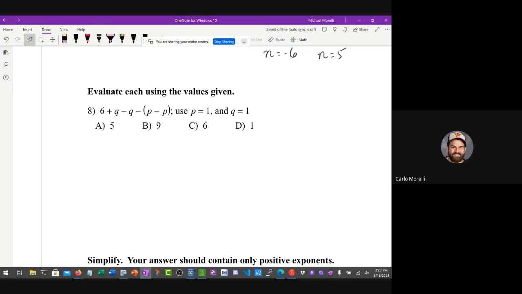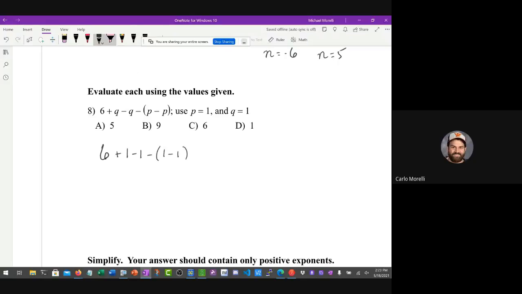Okay, evaluate using the values given. So this is super simple. Just replace the letters with the numbers. So 6 plus Q is 1. So 6 plus 1 minus Q, which is 1. Minus open parentheses P, which is 1, minus P, which is 1.